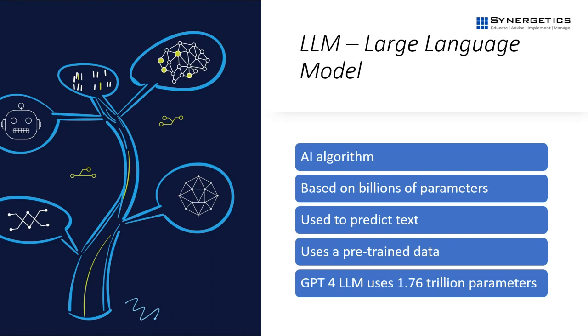We are using different kinds of large language models like GPT-3, 3.5, GPT-4, or even Google's Gemini or BERT, and there are many others. All these models are pre-trained with a large set of data. For example, GPT 3.5, which was released in 2021, is trained with the data available till that date, that means till 2021.